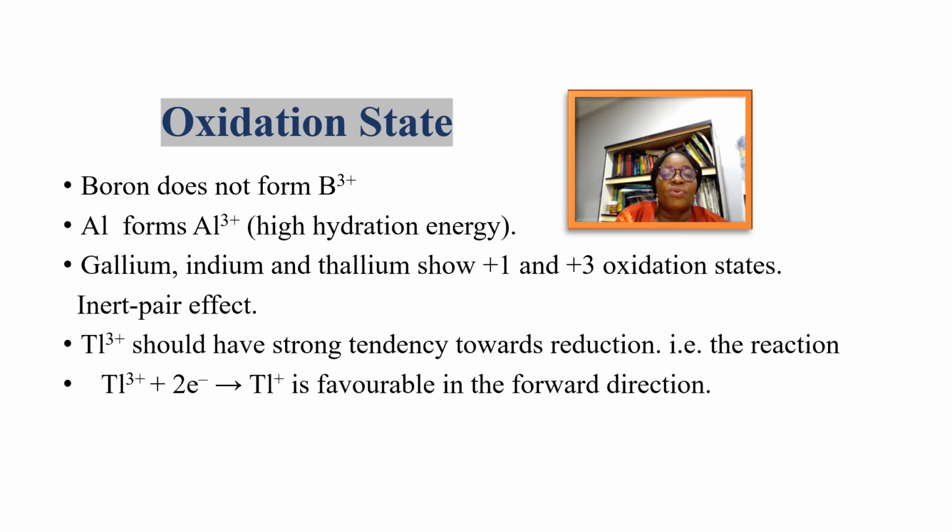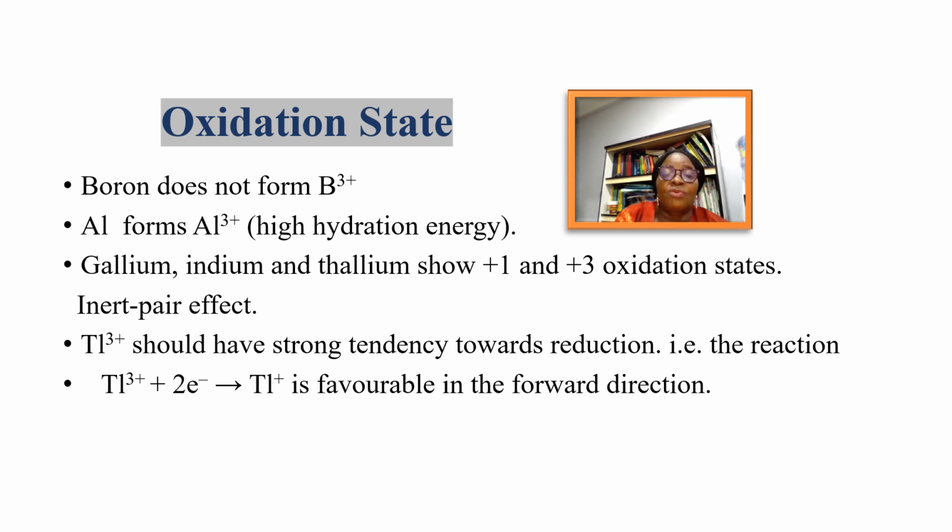Oxidation states of boron. Boron does not form a +3 oxidation state ion due to its high ionization energy, so it gives mainly covalent compounds. It is able to share with other elements in the periodic table, like the halogens. Boron can share with them, the halogens.